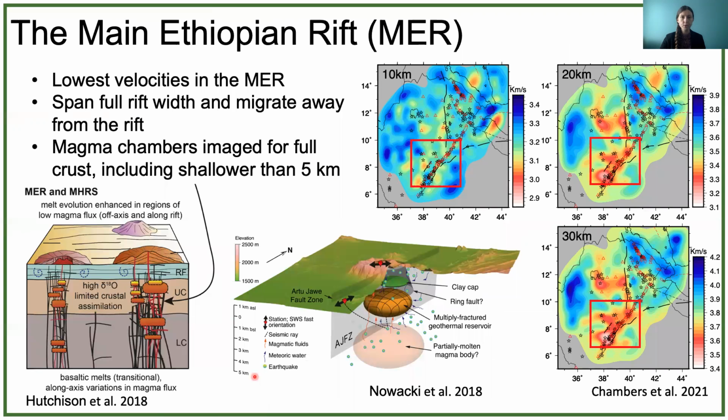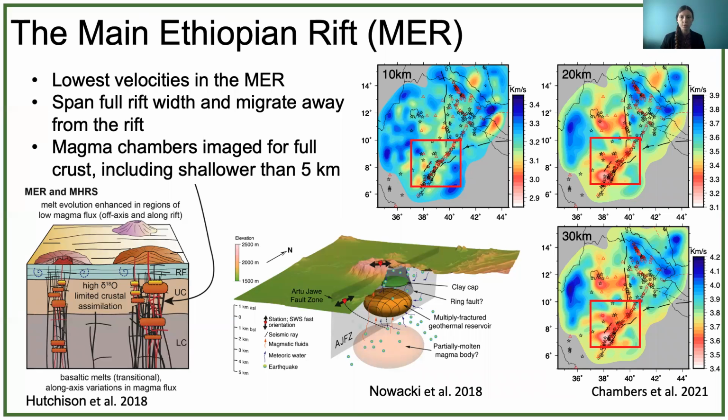So previous work in the main Ethiopian rift by Chambers et al. 2021 also performed ambient noise tomography and found low velocities in the main Ethiopian rift region in here, shown by the red square. But we should also note that they also find low velocities off rift. They're not just bounded by the rift and the border faults, which we did in the previous study.